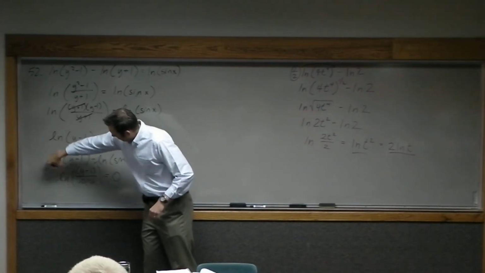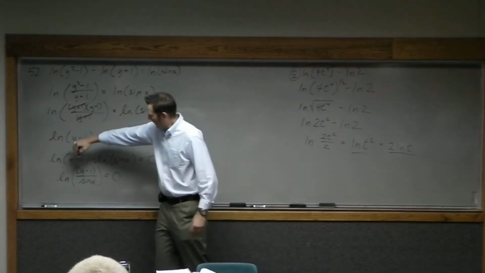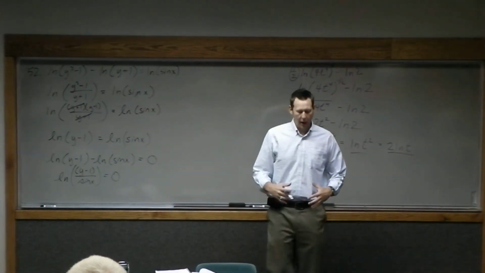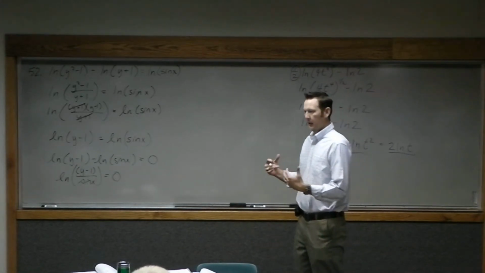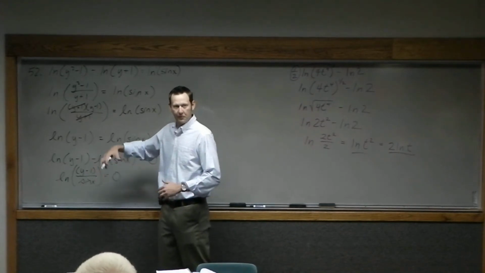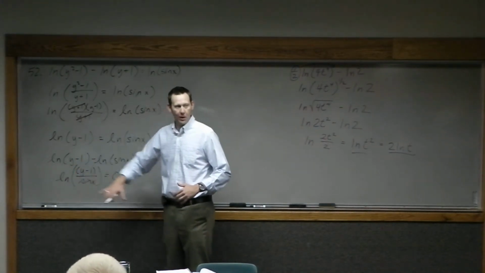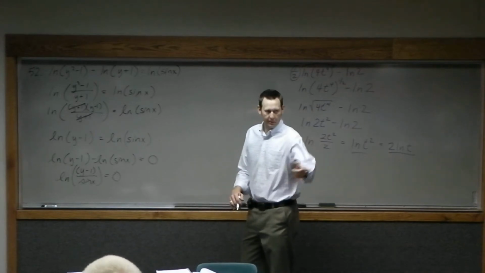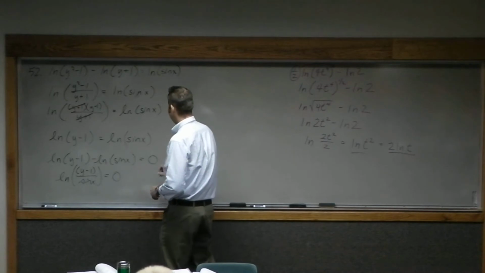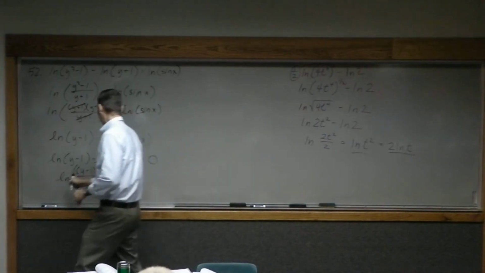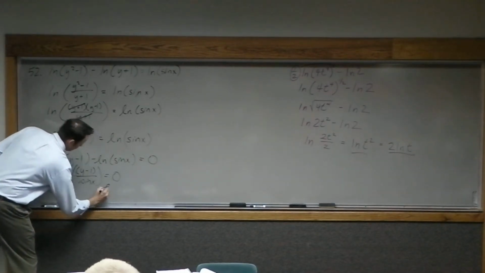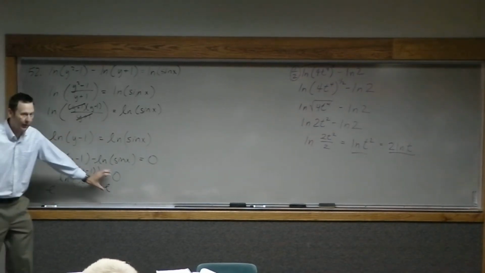To get rid of our natural log, we need to take the inverse of it, the inverse operation. It's like if we have addition over here, we need to subtract to get rid of it. The inverse operation of the natural log is e. Okay? So we want to take both sides here and raise e to the power of both sides.